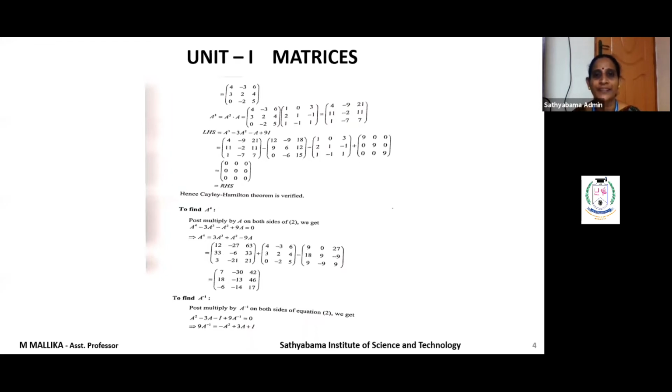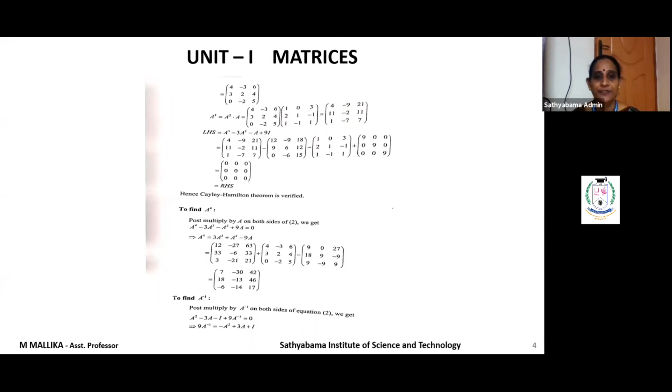I have to add and subtract the corresponding elements of these 4 matrices. When I do that process, I'll be getting all the elements as 0, which means the resulting answer is a 0 matrix, or in other words, we have proved that A cube minus 3A square minus A plus 9I equals 0. So the first part of the question, namely the Cayley-Hamilton theorem, is verified.